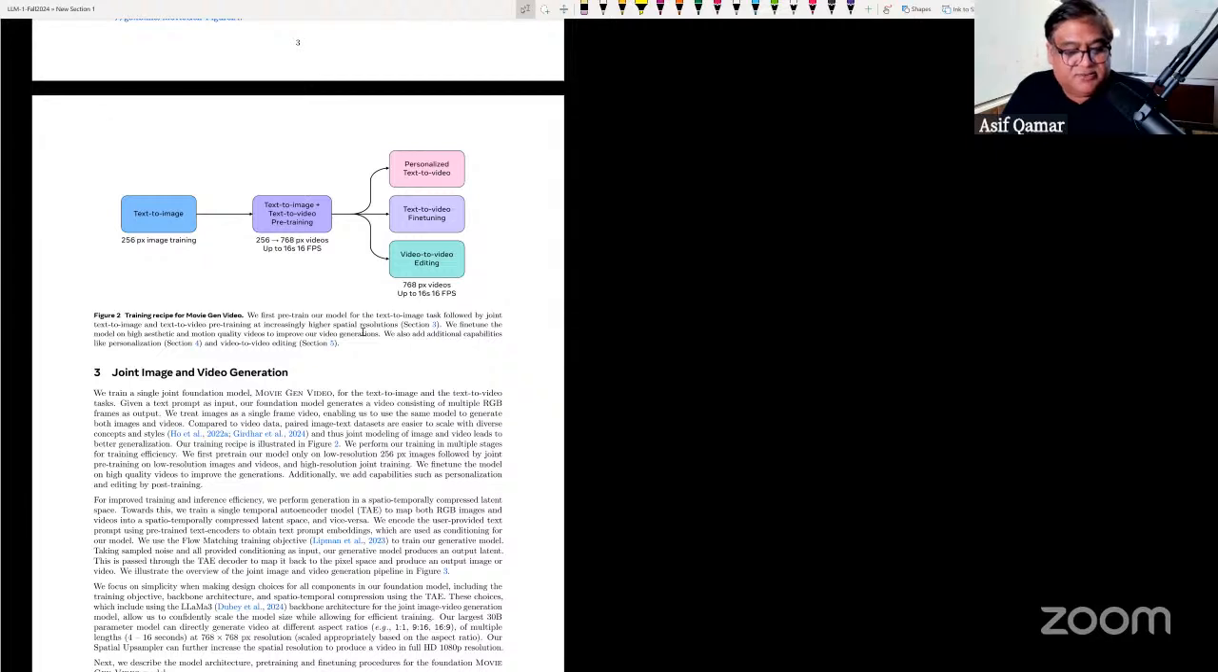Text to image is easy. You first do text to image at 256 pixel training. Then text to image and text to video pre-training. So you pre-train it by giving text prompts and generating videos, up to 16 seconds at 16 frames. So what will you get? You'll get a 256 pixel image, and if you do video, you'll get a video of 256 pixels. You need to upscale it.